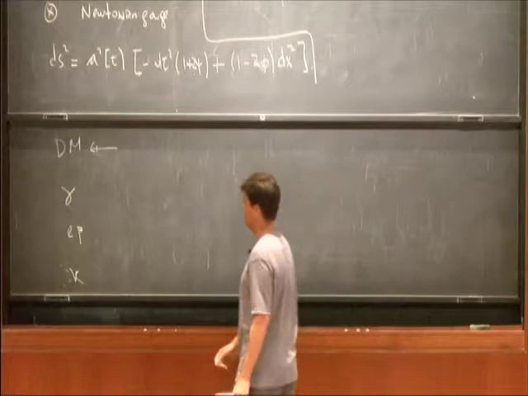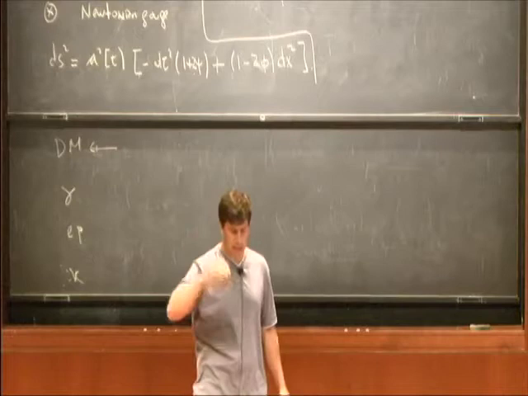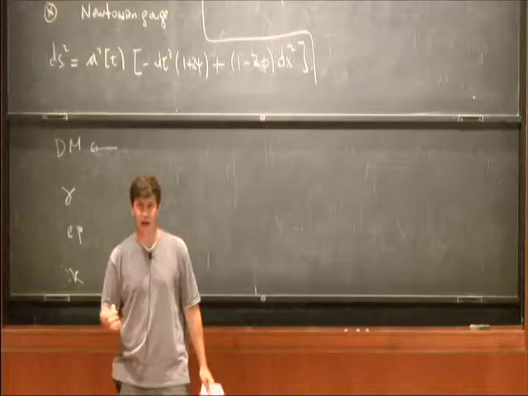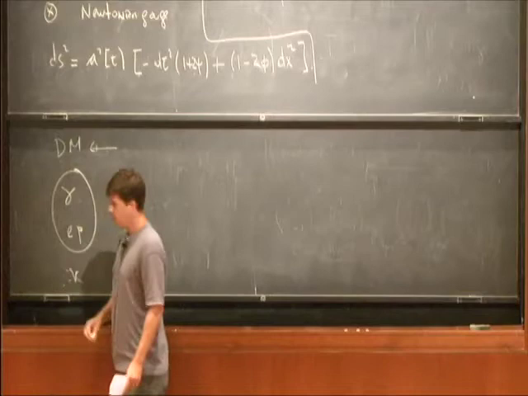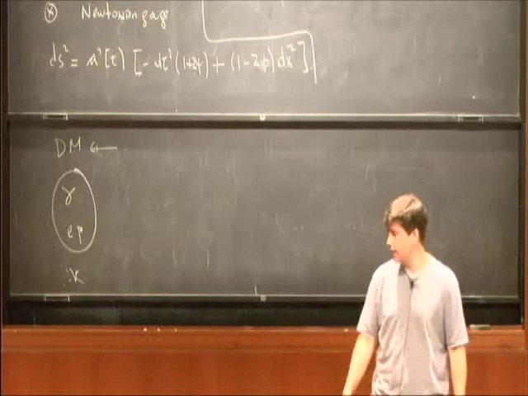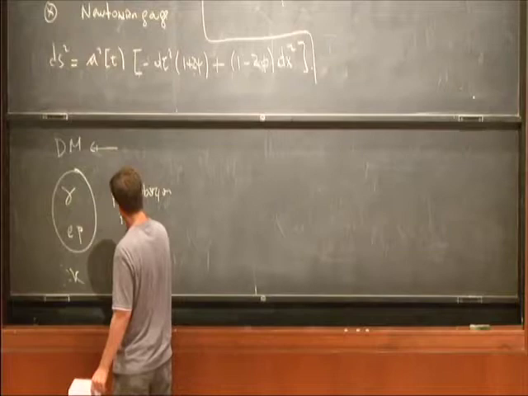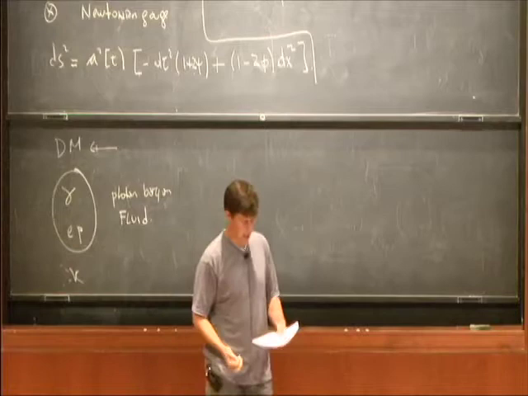However, at recombination, this changes dramatically, and the photons no longer interact with the electrons and the protons. So I will make the approximation that this happens very fast. I will treat the collection of these as a single fluid moving together before recombination, usually called the photon baryon fluid. And then after recombination, each of them will move separately, instantaneously. That's the simple thing that I will assume.